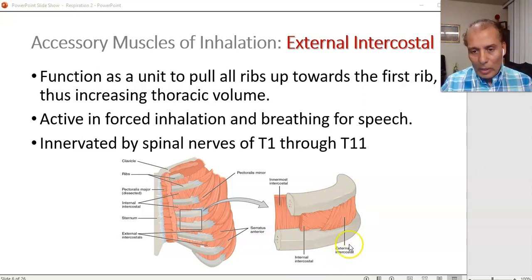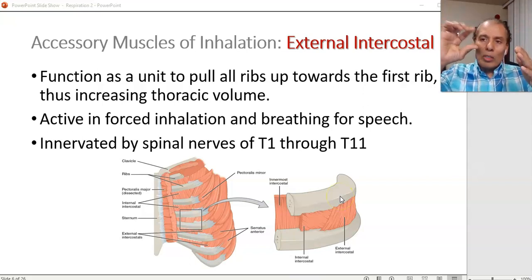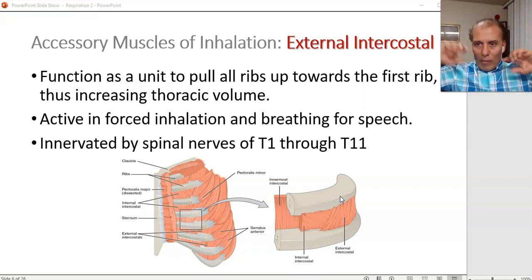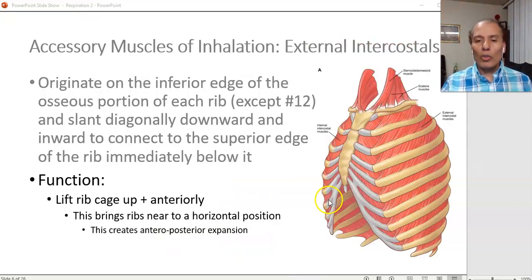So the external intercostal muscle is a set of muscle segments that are in between ribs. Each two ribs have one segment, and all of these are called the external intercostal muscles. They act together as one unit. Let me show you what they look like. They are all here.